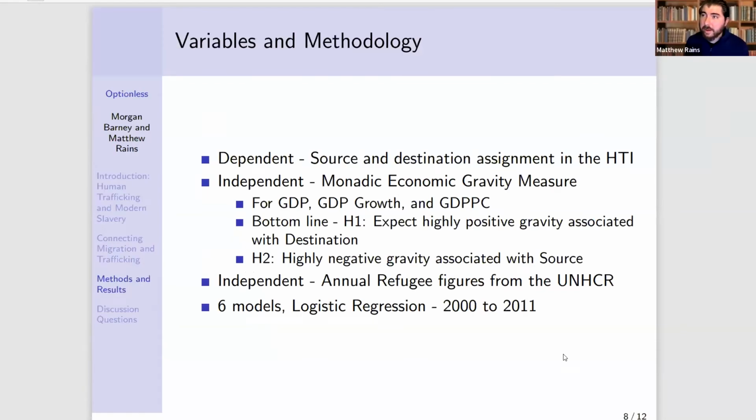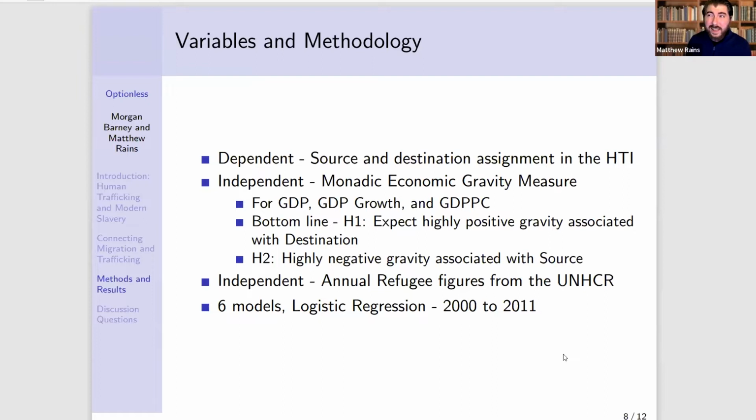Yes, so I'm going to talk a little bit about our variables, what we end up running and what we end up finding. In terms of our dependent variable for this paper, we use source and destination assignments in these Trafficking in Persons reports. All of this was put together by the Human Trafficking Indicators data set. I believe that's Richard Frank, who's at Australian National University, I want to say right now. As part of his dissertation project, he put together a wide range of variables built from these Trafficking in Persons reports. The State Department puts them out every year, and it includes a wealth of information on trends in trafficking, country by country across the globe.